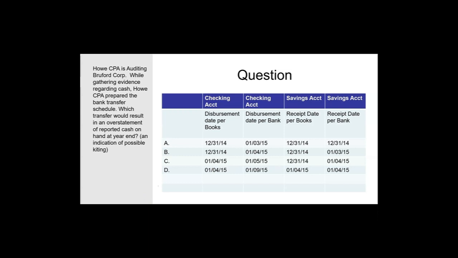Let's look at D. In choice D, when is the receipt recorded in the books? Subsequent period. When is the disbursement recorded in the books? Subsequent period. So no attempt here to overstate reported cash on hand at year end. So in this video, we looked at kiting to inflate the general ledger balance of cash. There's also kiting to inflate the bank balance.